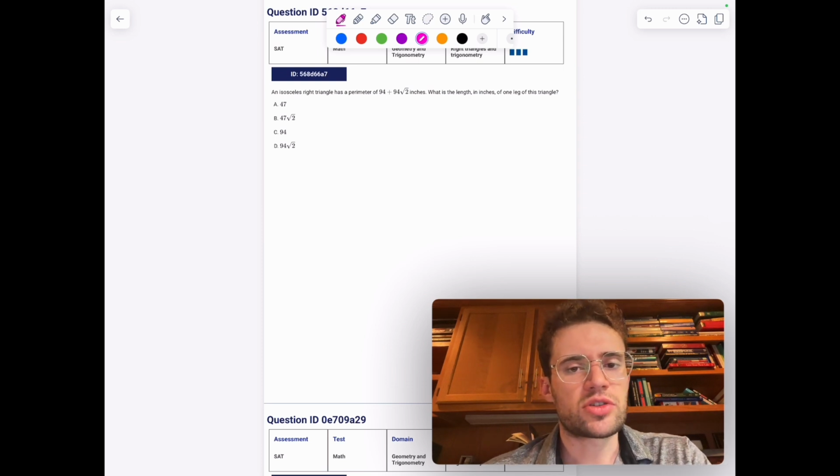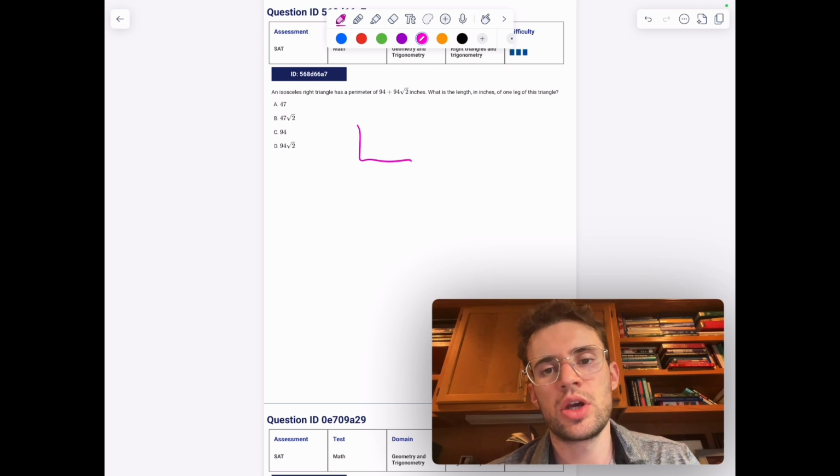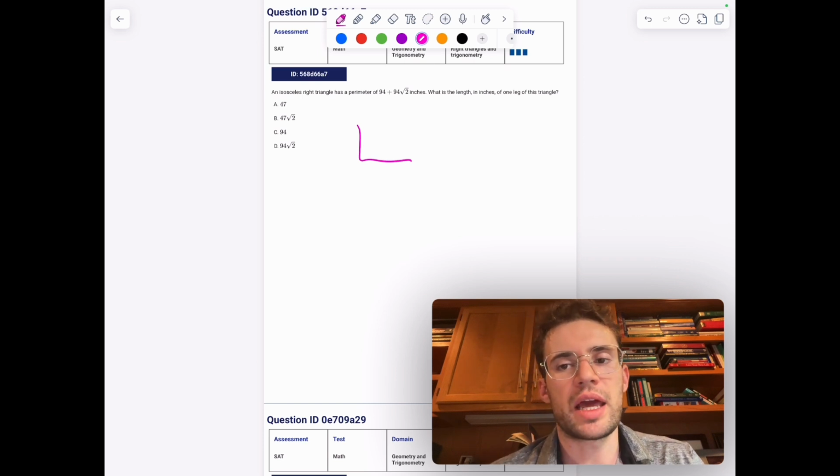An isosceles right triangle has a perimeter of 94 plus 94 root 2 inches. What is the length in inches of one leg of this triangle?